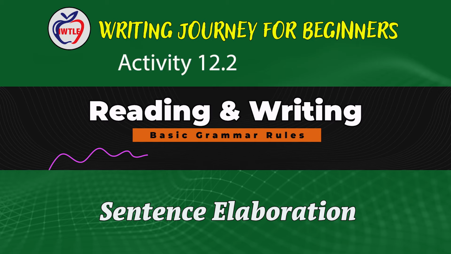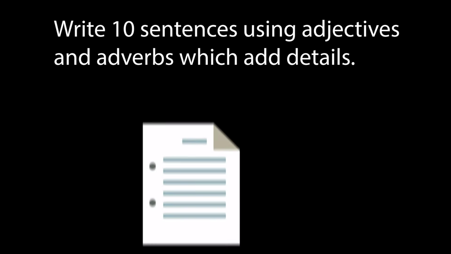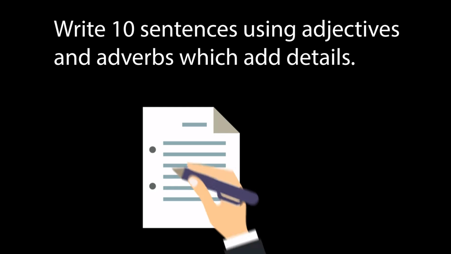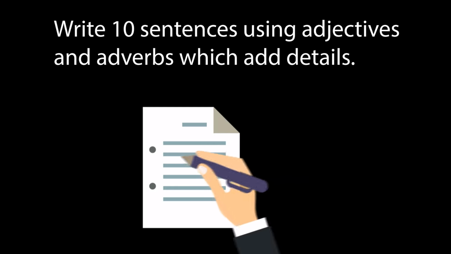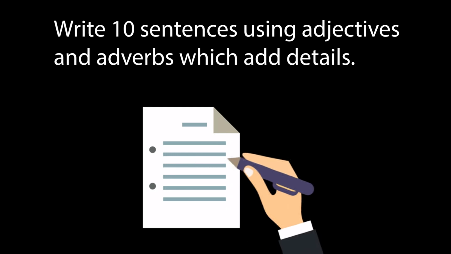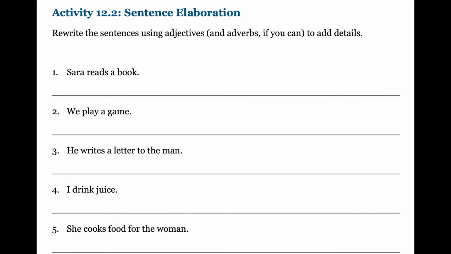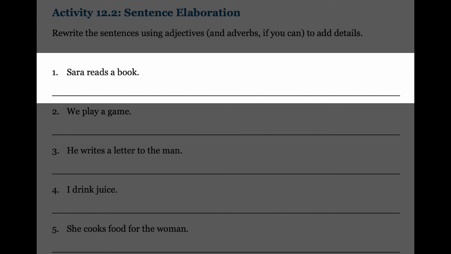In Activity 12.2, we are going to continue our focus on sentence elaboration. Follow the steps you did in the previous two activities to help you complete this activity. Your task is to write 10 sentences using adjectives and adverbs, if you can, which add details. Let's jump right in and do number 1 together.